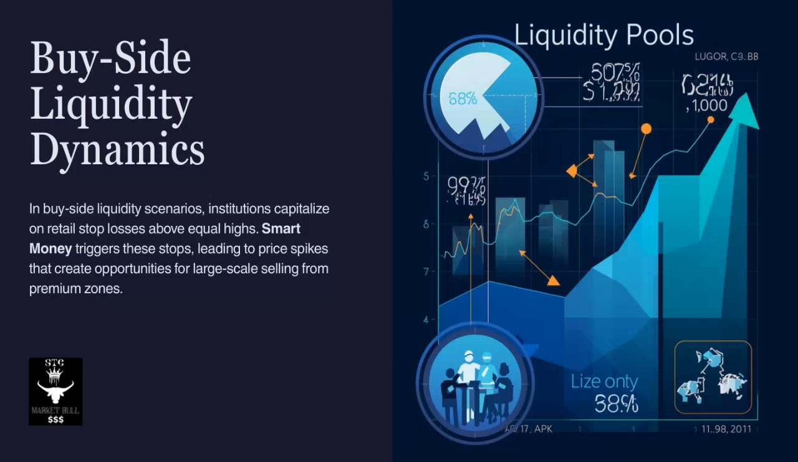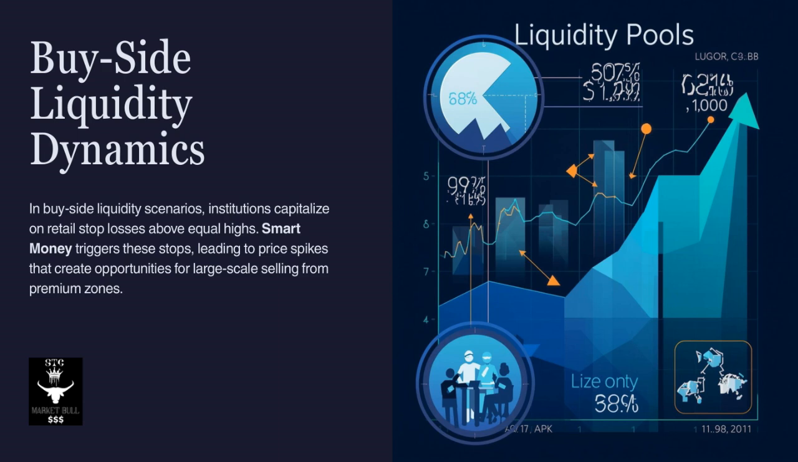Now, let's talk about buy-side liquidity scenarios. What we often see is that institutions, or what we refer to as the smart money, take advantage of retail stop losses that are placed just above equal highs. These are the points where retail traders tend to set their stops, often thinking the price will reverse or pull back. What happens next is that the smart money triggers these stops intentionally.